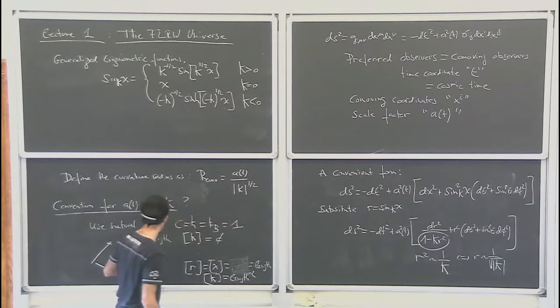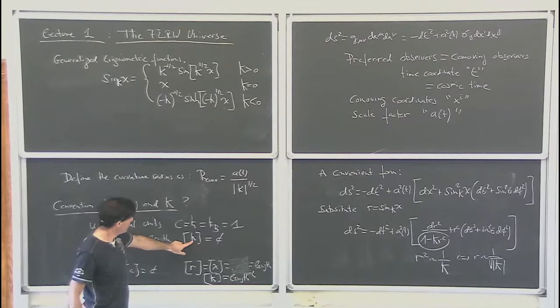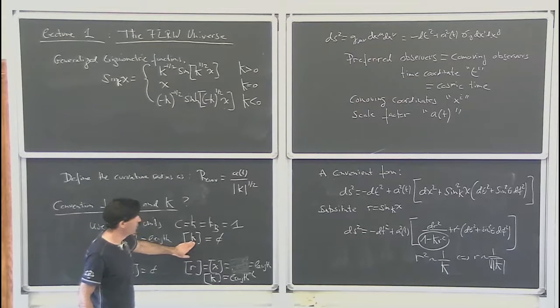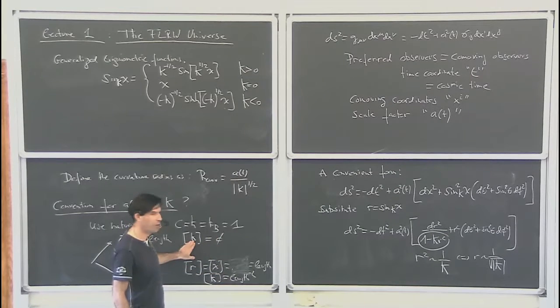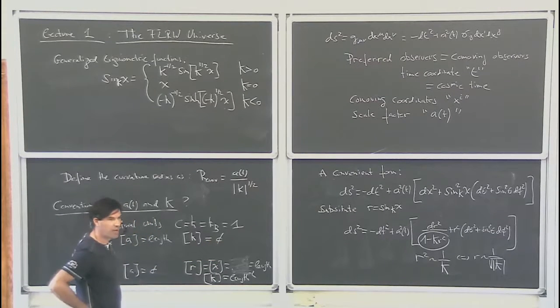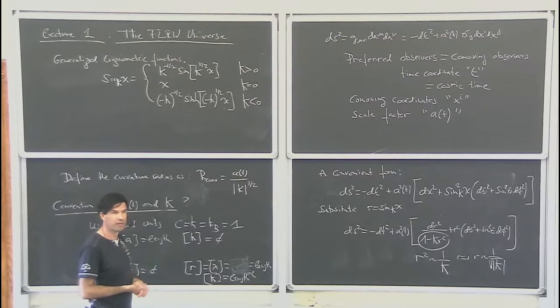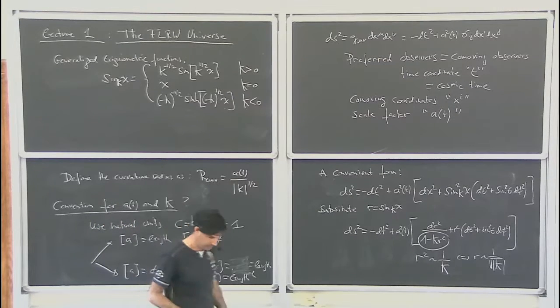If you go for the first choice, what you could do is the following. Then you could actually normalize K in such a way that K becomes minus 1 if you have hyperbolic space, obviously 0 if it's flat, and then plus 1. Okay? Then your scale factor A needs to have a dimension of length. Okay? That's the second possibility.